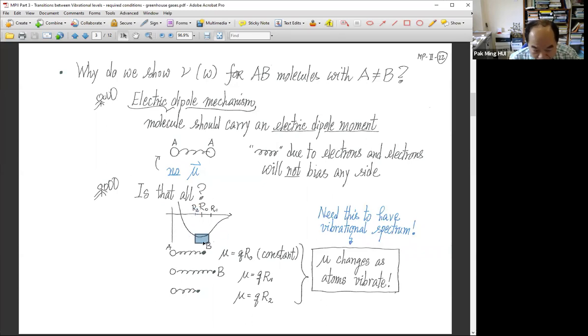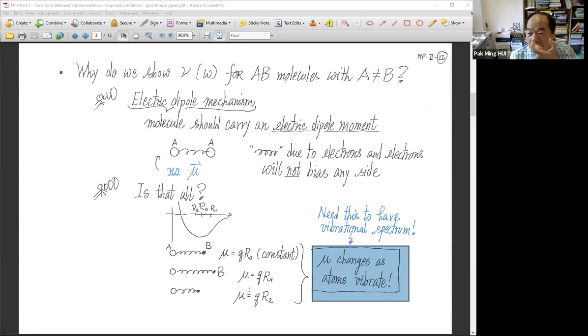Get me? Now, that means the following. Now, very important thing, keep this in mind. In this situation, we will have the electric dipole moment changing as the atoms vibrate. Okay? Now, keep this in mind. We need this in order to see vibrational transition when you incident an infrared radiation. Okay, so let's see how it goes.